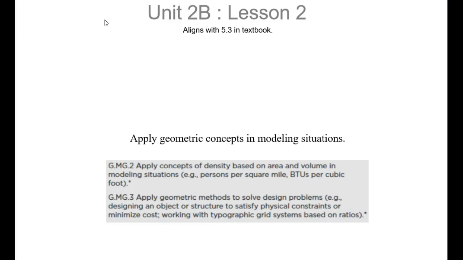Unit 2B, Lesson 2. This lesson aligns with 5.3 in your textbooks. Two standards we're going to talk about. First one, apply concepts of density based on area and volume in modeling situations. The second one, which we're going to focus on mainly, is apply geometric methods to solve design problems, designing an object or structure to satisfy physical constraints or minimize cost. We refer to these design problems as optimization problems.